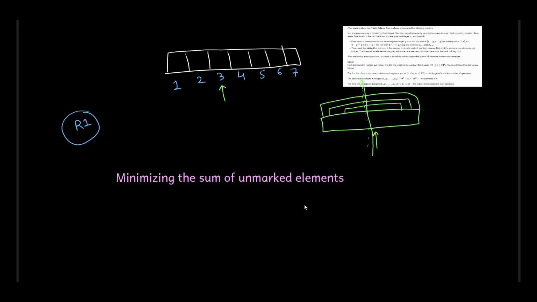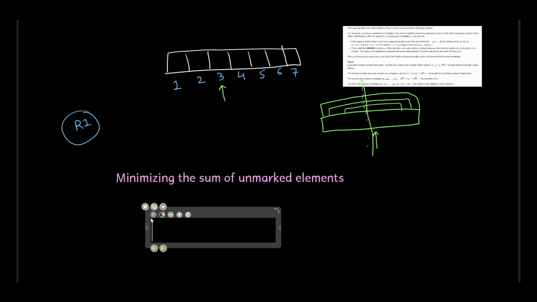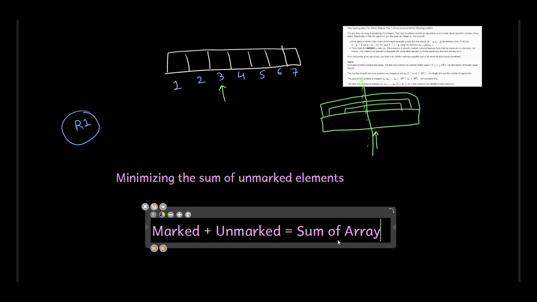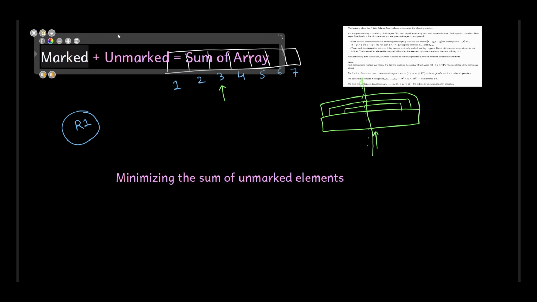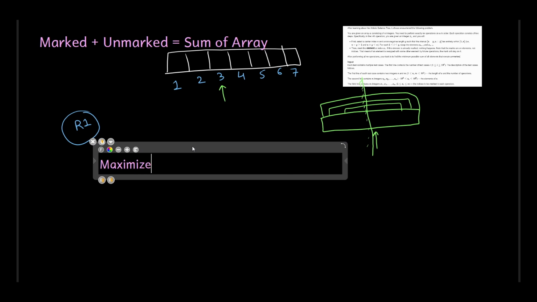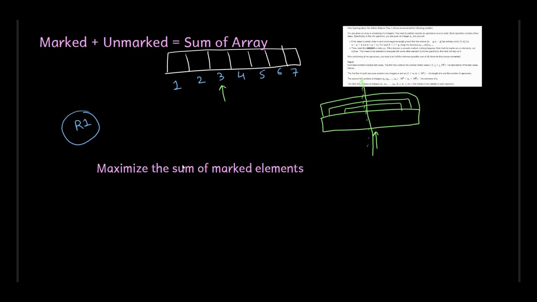This is the original. And you can see that marked plus unmarked is equal to sum of array. So this reasoning still holds. This means that minimizing the sum of unmarked means maximizing the sum of marked. So now with that out of the picture, we know that we want to maximize the sum of marked elements. Okay, how do we do this?